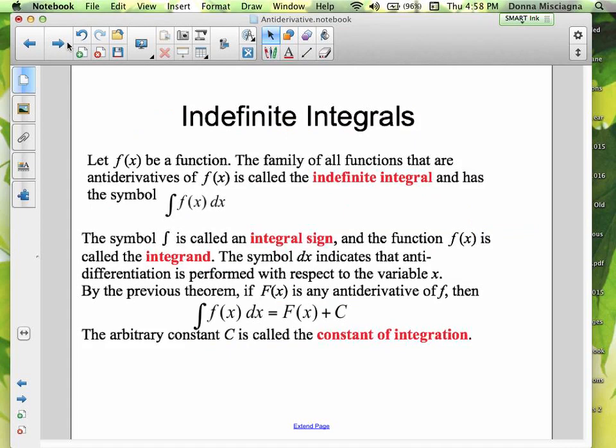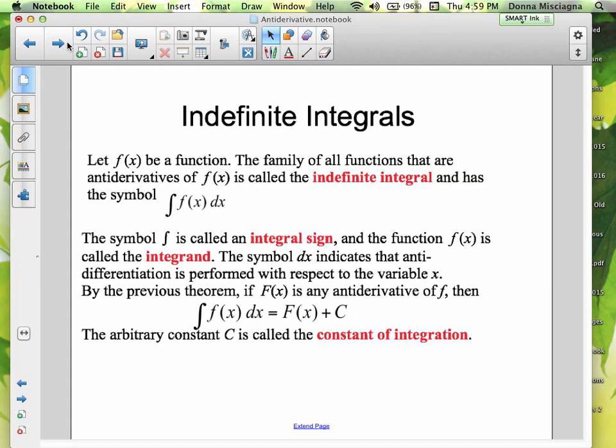All right, so indefinite integrals. Let f of x be a function. The family of all functions that are antiderivatives of f of x is called the indefinite integral. It has the elongated s symbol there. That's called an integrand, so integrand f of x dx. The symbol s there is the integral sign. The function is the integrand. And the symbol dx indicates that the antidifferentiation is performed with respect to the variable x.